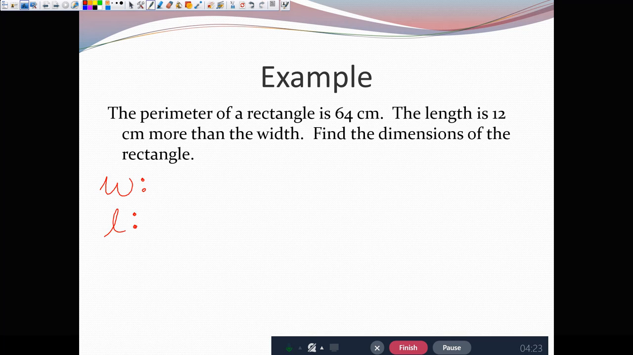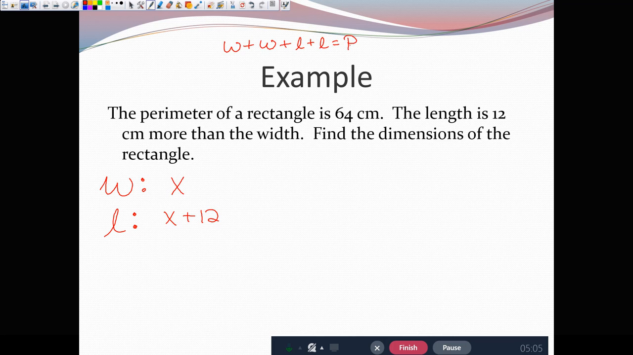According to my notes, the smallest is going to be the single variable. So my smallest is going to be the width because the length is 12 more than it. So my width is just going to be x. My length, though, is going to be x plus 12 or 12 plus x, however you want to do it, because my length is 12 more than the width, x. So when we're looking for perimeter, we can do width plus length plus length, and that would equal my perimeter.